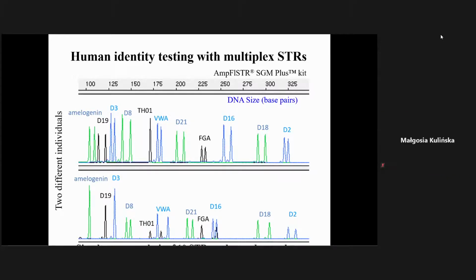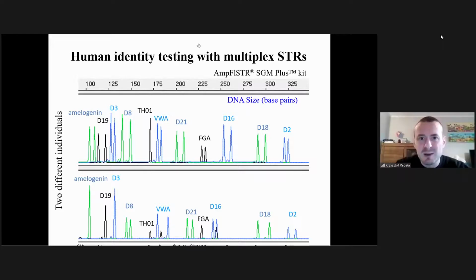There was an answer on the chat: because the gene is on an autosomal chromosome. No, it's not located on the autosome. It's not an autosomal marker. The amelogenin gene is located on the X and Y chromosomes, but the sequences on the Y and X chromosomes differ.